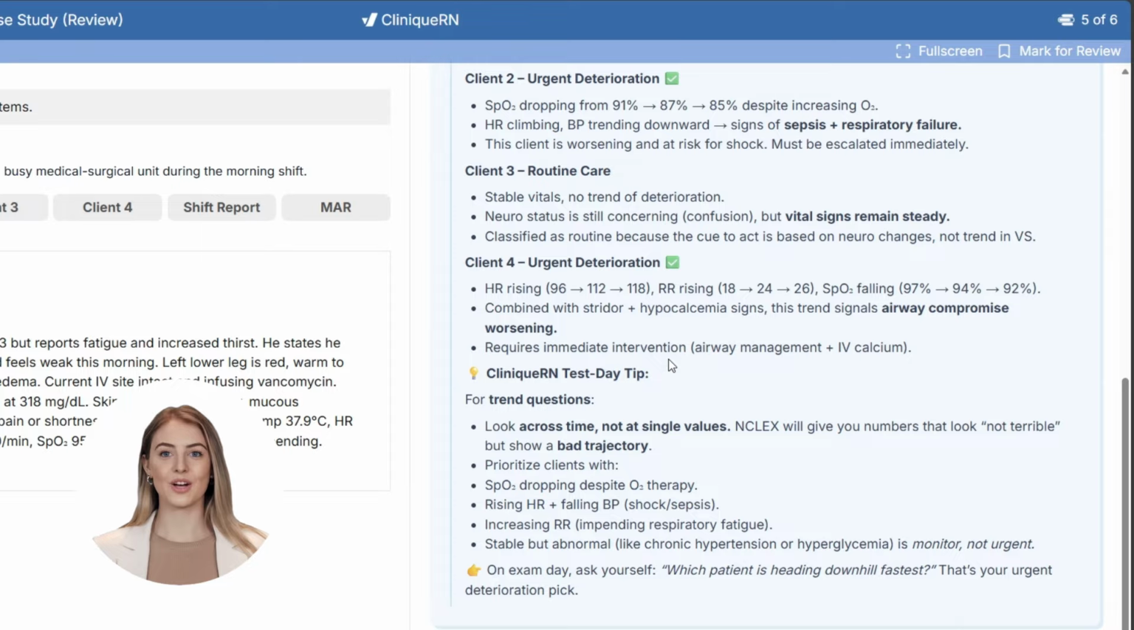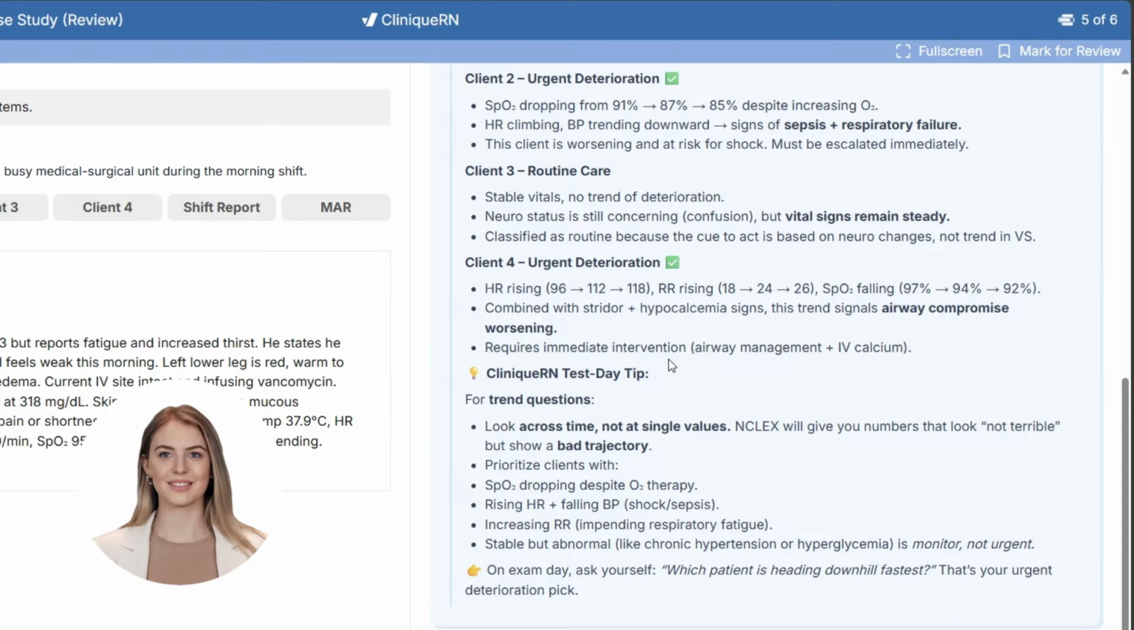Client 4, urgent deterioration. Heart rate rising, 96 to 112 then 118. Respiratory rate rising, 18 to 24 then 26. Peripheral capillary oxygen saturation falling, 97% to 94% then 92%. Combined with stridor plus hypocalcemia signs, this trend signals worsening airway compromise, requires immediate intervention, airway management plus IV calcium.